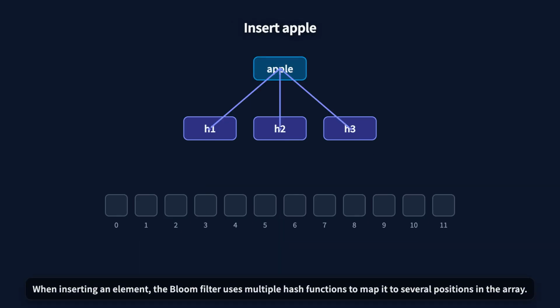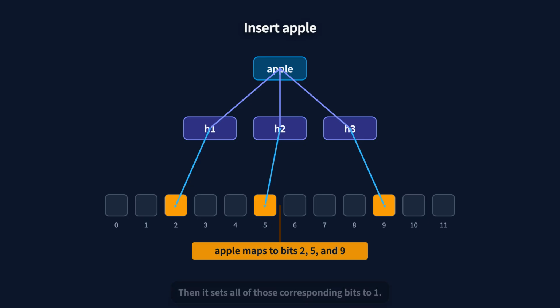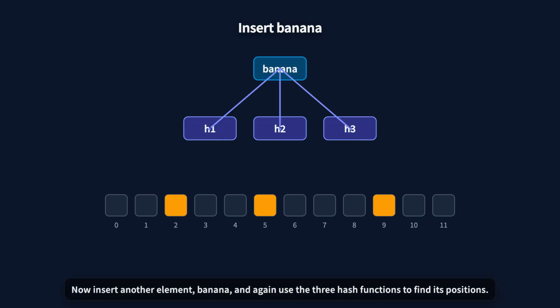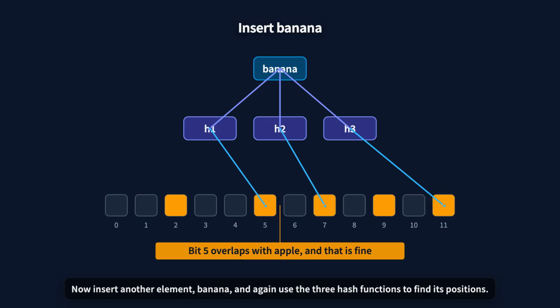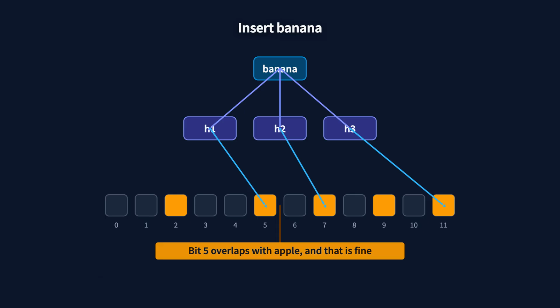When inserting an element, the Bloom filter uses multiple hash functions to map it to several positions in the array. Then, it sets all of those corresponding bits to 1. Now, insert another element, banana, and again use the 3 hash functions to find its positions. Notice that bit 5 overlaps with apple. Setting a bit to 1 again causes no problem.